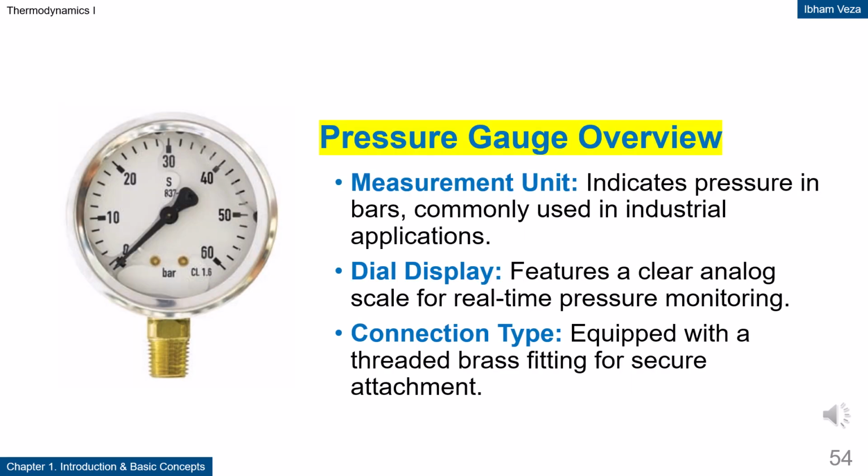Pressure gauge overview. A pressure gauge is used to measure fluid pressure in many engineering systems. The instrument usually displays pressure in units such as bar or Pascal. The analog scale allows direct reading of pressure. The threaded connection enables secure installation in the system. This instrument is widely used in industry.